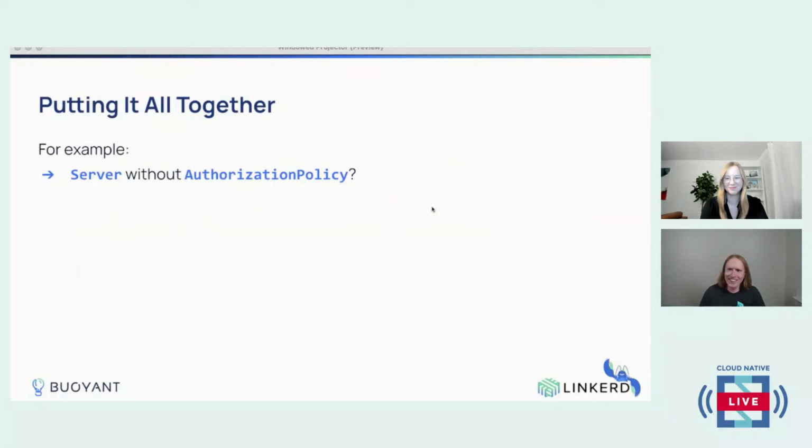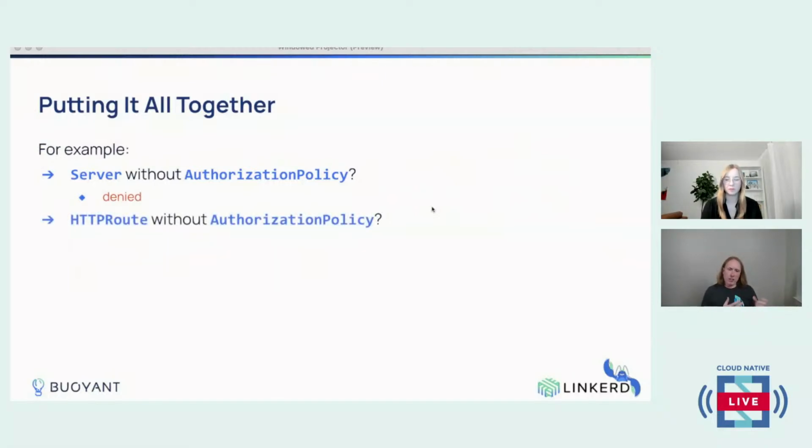If you have a server and there's no authorization policy for that server, that request will be denied because that server will click everything over to default deny. If it can't find an authorization policy to provide an exception, we deny the request.